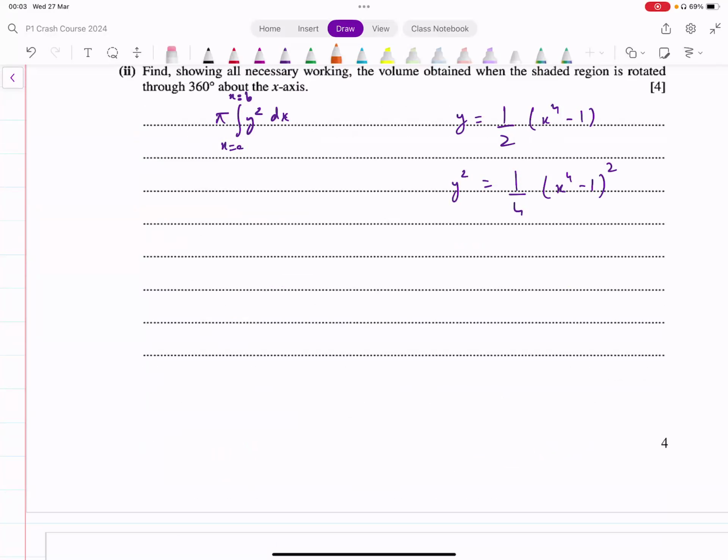Why can't you integrate it directly? Because the part inside the power is not linear. So in order to integrate it, you would first need to expand it to x raised to the power 8 minus 2x raised to the power 4 plus 1. And then you can input this in the formula and integrate and input the limits, right? So that's something that you need to understand here.